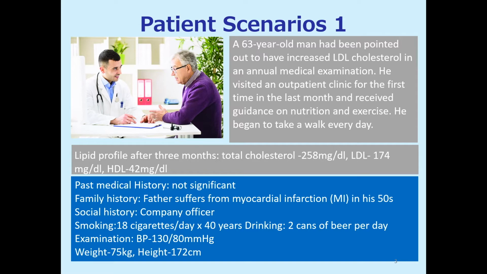Family history: his father suffers from myocardial infarction in his 50s. Social history: he is a company worker, smoking 18 cigarettes per day for 40 years, drinking 2 cans of beer per day. Examination: BP is 130/80, weight is 75 and height is 172.